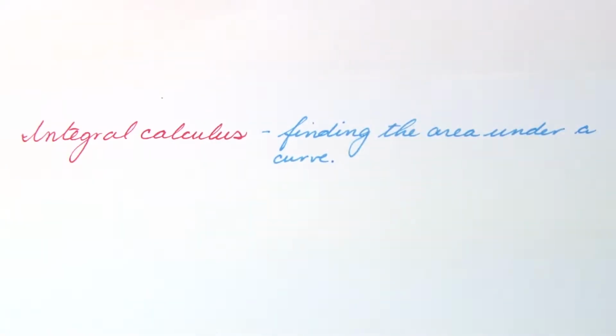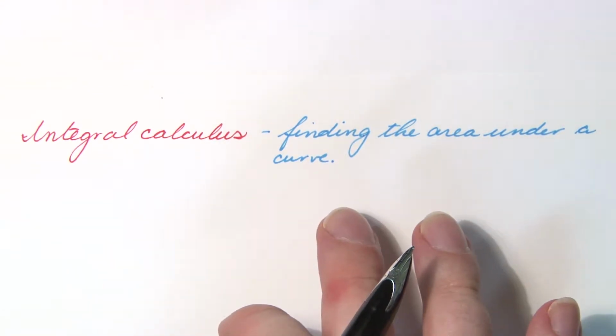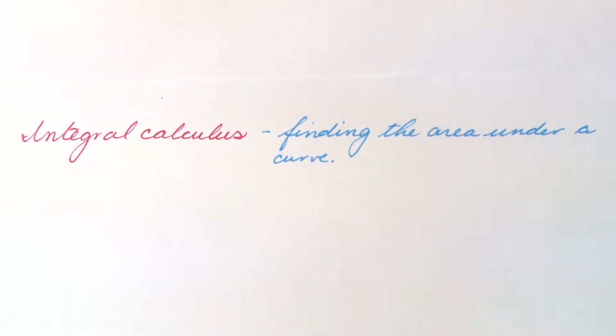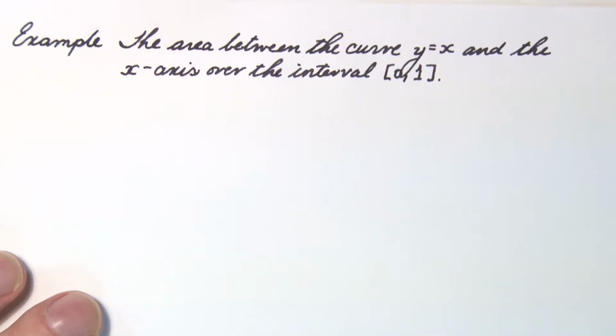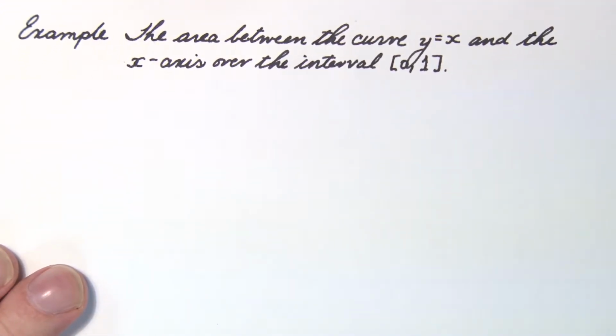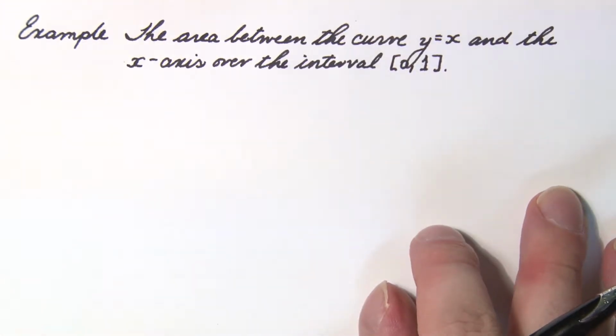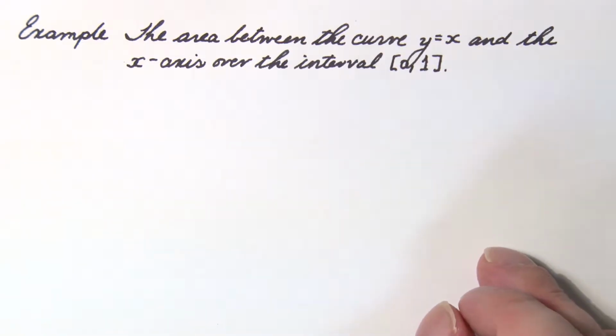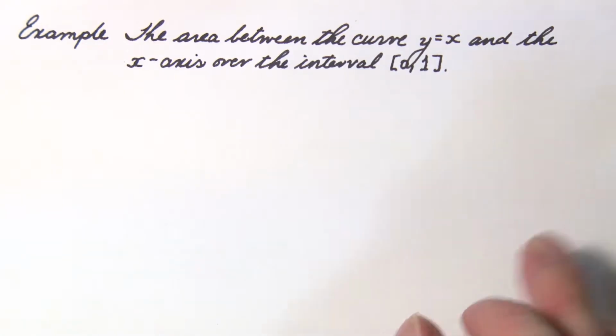The second geometric problem that calculus looks at is finding the area under a curve. And this is what we call integral calculus. Now, to give you an idea of what this means, finding the area under a curve, let's look at an example. So let's look at this example right here. The area between the curve y equals x and the x-axis over the interval 0, 1, the closed interval.